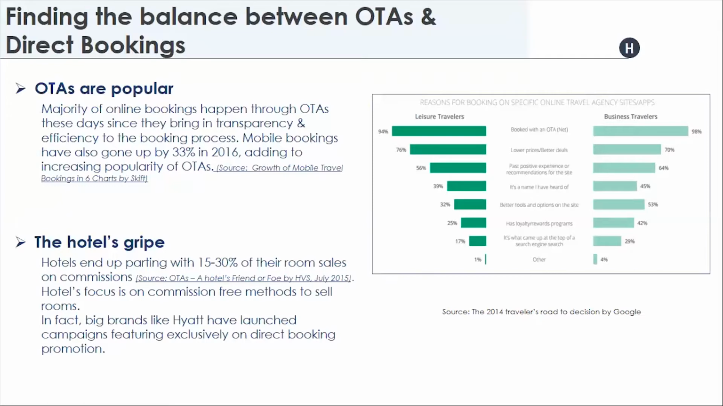Some of the reasons people book on OTAs is that they offer better price deals. They offer better rates than what the hotels are able to offer directly. There are OTAs which are offering commissions to the discounts to the effect of 40-50%, and also to the consumer to attract them to their website.